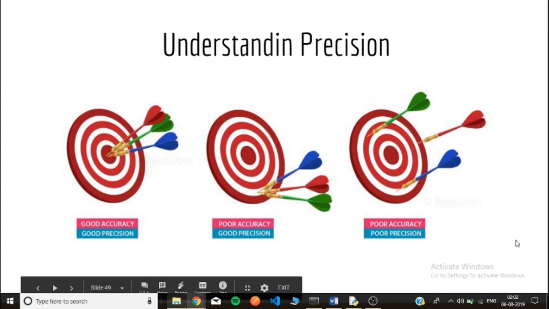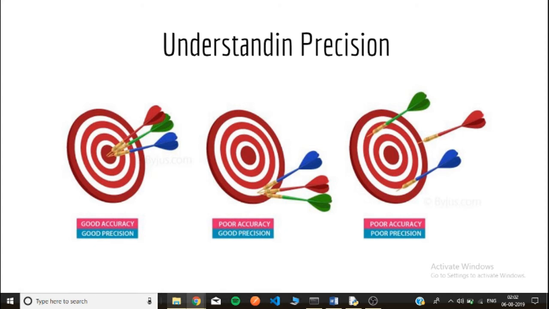The next metric is precision. Precision is the ratio of correctly predicted positive observations to the total predicted positive observations. It basically means that if you have n observations expected to be correct, the precision will depend upon the actual correct values from those observations. It means hitting the bull's eye with precision.